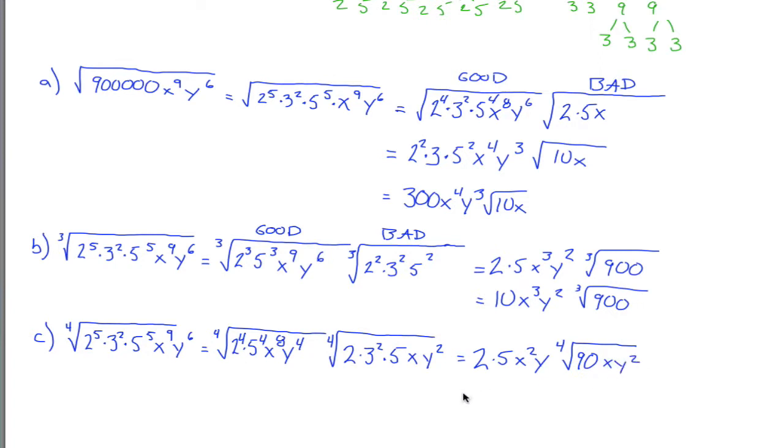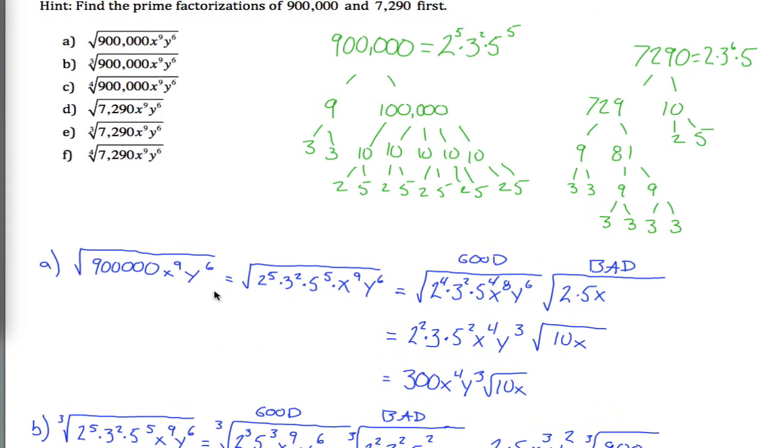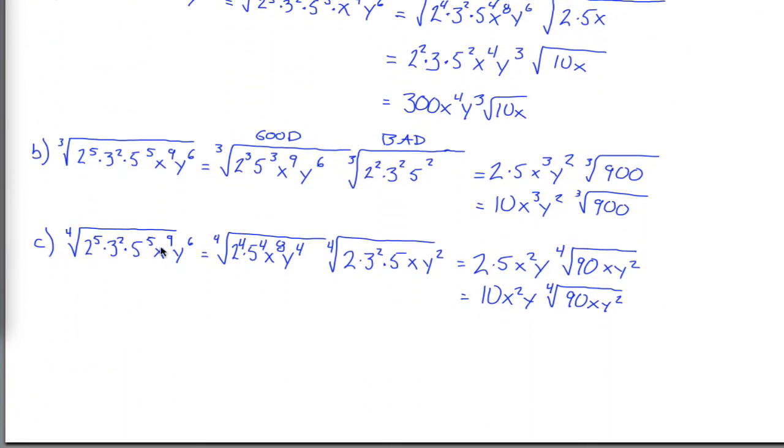xy squared, which I could write as 10 x squared y times the cubed root, or the 4th root of 90 xy squared. Whew, okay, that probably is enough that I should be done with this problem, but I'm not, because I made 6 parts to this, which wasn't a great idea, but too late now. I'm going to do D, E, and F. I'm going to do them in the exact same way, maybe even a little quicker.